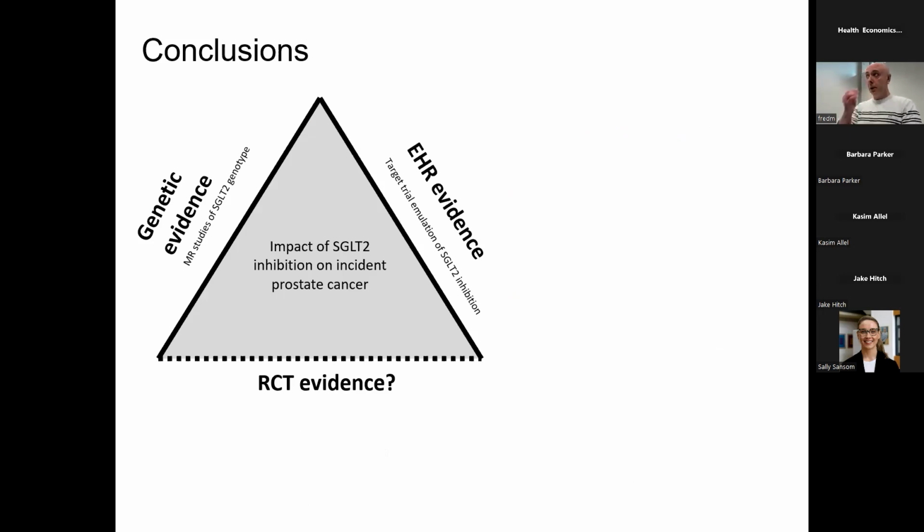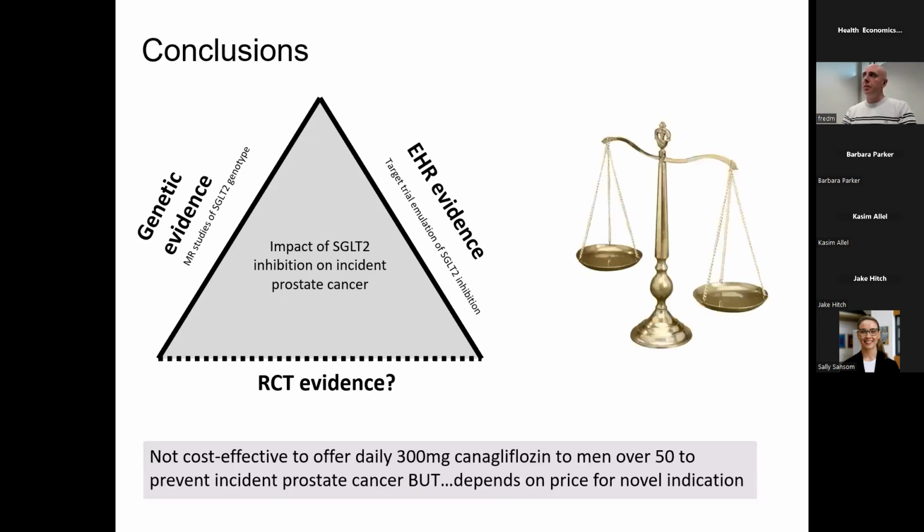So what have we found? We attempted to do some triangulation. We get consistent evidence from these two forms of analysis, which have orthogonal assumptions, so the types of bias should be different. The genetic evidence says these drugs reduce the risk of prostate cancer. The electronic care record also says the same. So there's potentially a strong case for doing an RCT of these inhibitors. Cost effectiveness is less positive, but we don't actually know what price this drug will be offered at for a novel indication. So that's a slightly negative conclusion to what was initially a really exciting discovery, that we found something that could reduce the risk of incident prostate cancer.